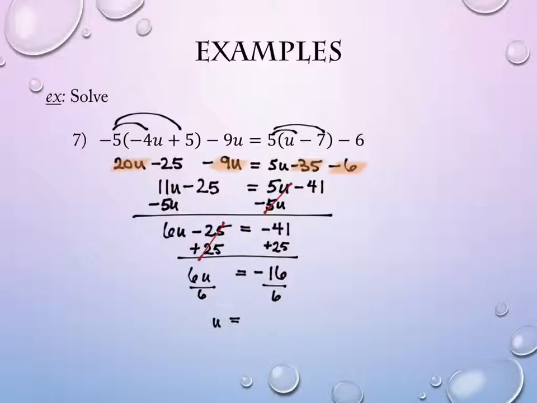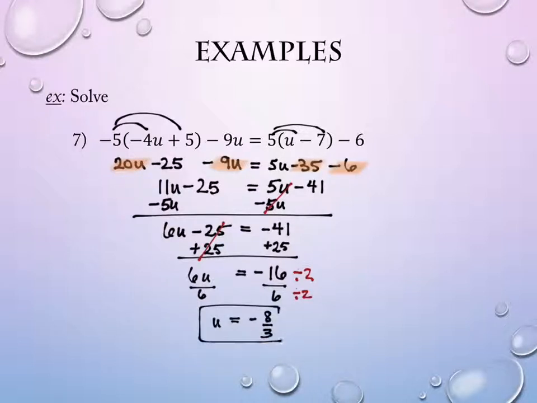It just doesn't. So on this one, the 16 and the 6 do have something in common, though. What do they have in common? A 2. So if I were to divide them both by 2, now I still have a negative because it is a negative on the front, what would I get? 8 over 3. You got it.